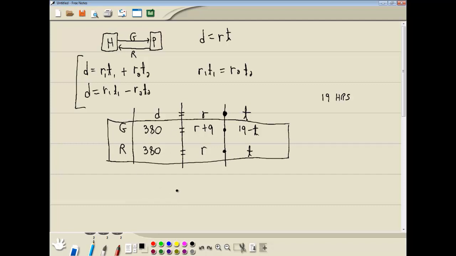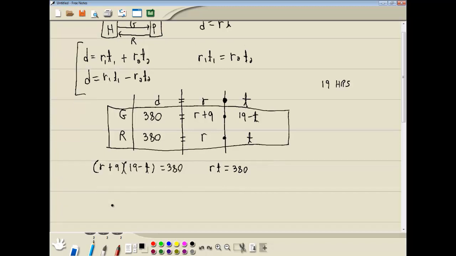So that's our table. Let's see what that gives us. For this first one here, I'll go ahead and put these on the left side. We got R plus 9 times 19 minus t is going to equal 380. Now in this one, we got r times t is equal to 380.